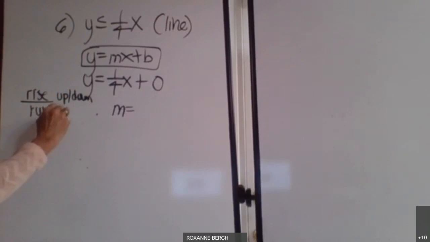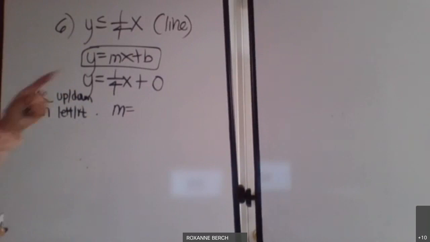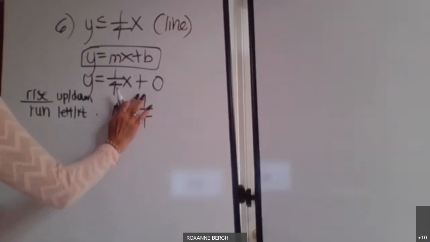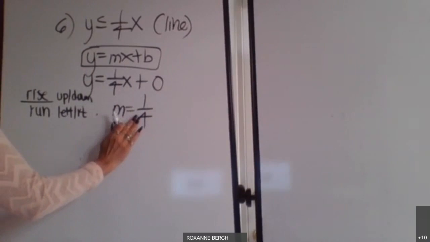So when you read this number, you read it as up 1, right 4. If it was negative, you would read it down 1, right 4. If this was negative, you read it up 1, left 4. And you can't get this mixed up. You've got to know this at some point.